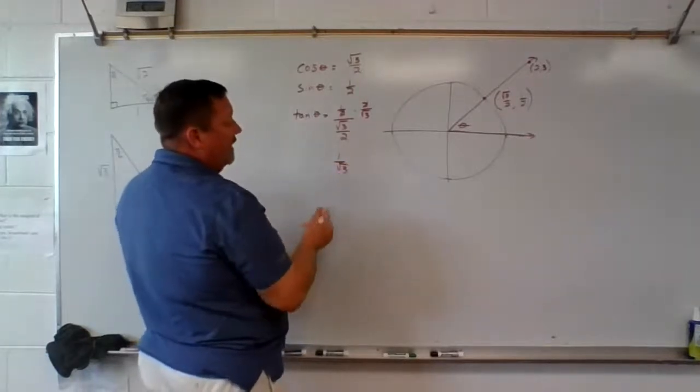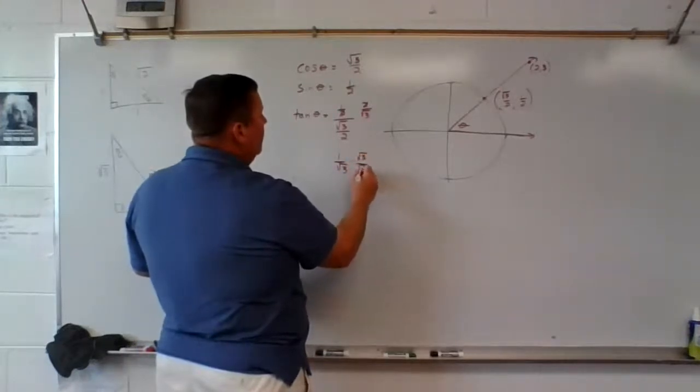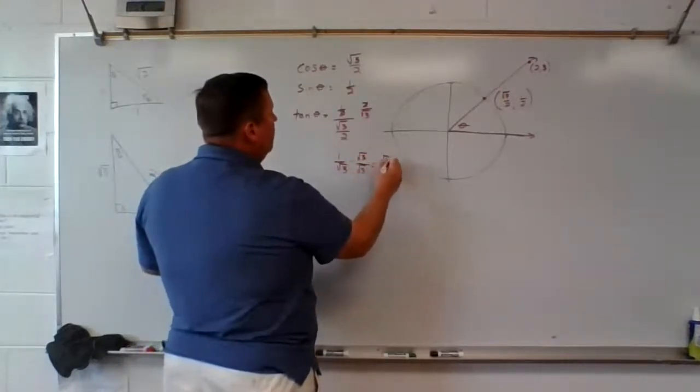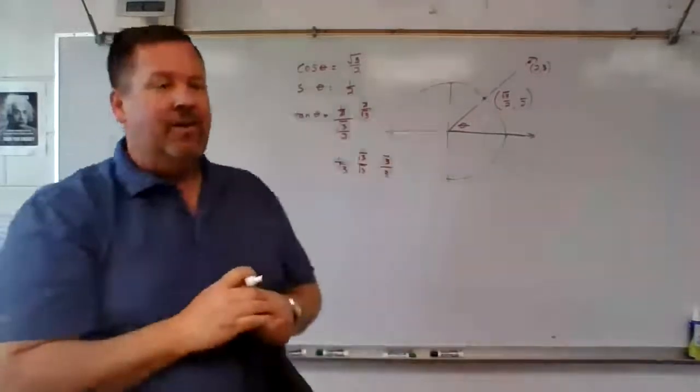And I can't keep things like that. We know how to deal with that. Multiply by square root 3 over square root 3. I get square root 3 over 3. That's the tangent of this angle theta.